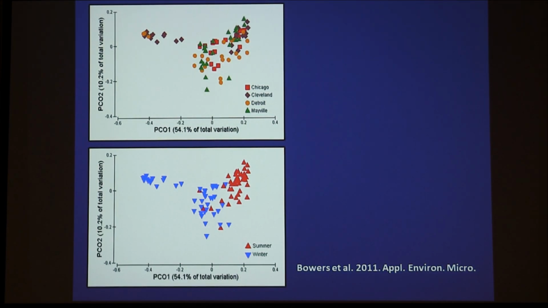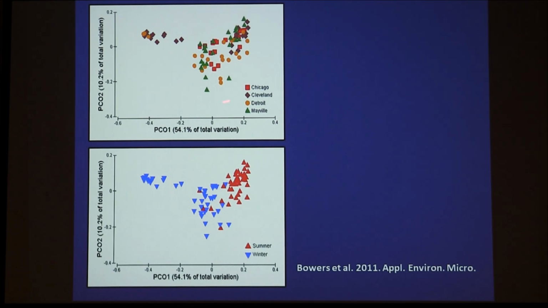Okay, so what I'm showing here is, I apologize for the messy graph. Each point here represents an air sample, or a bacterial community from a given air sample. Points that are close together represent samples with similar bacterial communities. Points that are far apart represent air samples with very distinct bacterial communities.